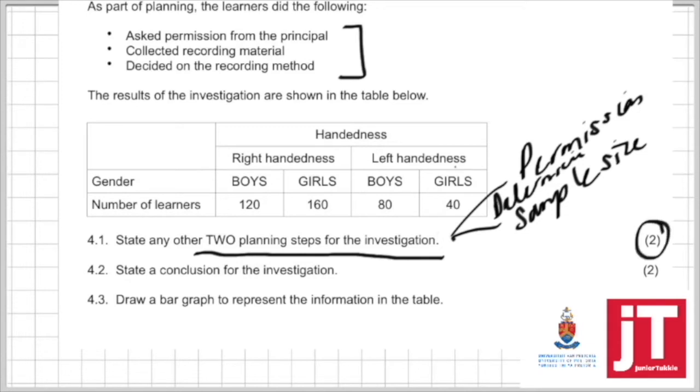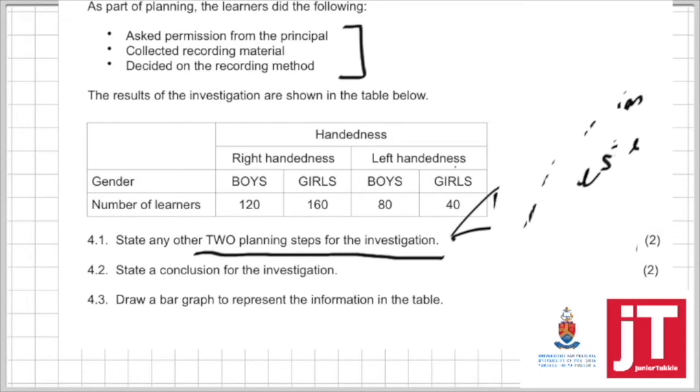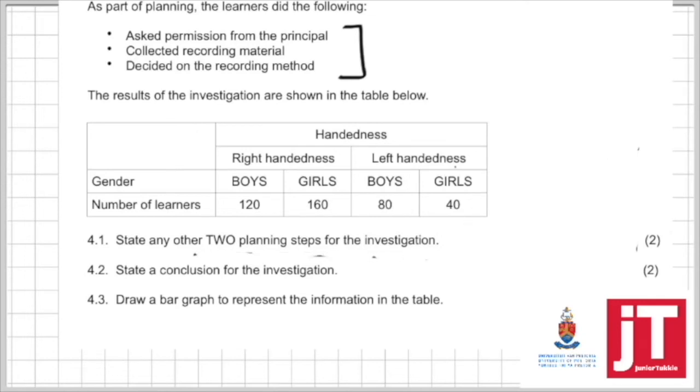Right, if you look at number 4.2, they ask you to state a conclusion for the investigation. State a conclusion for the investigation. If you look at the results, you can see that there are more boys and girls that are right-handed than left-handed. So that is your conclusion. You will see there are more right-handed learners than left-handed learners, and that would be for 2 marks.